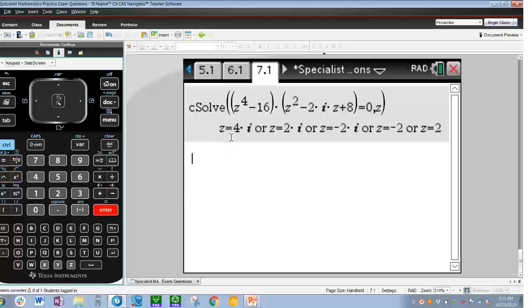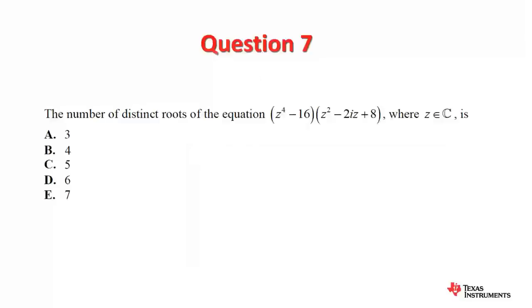When you hit enter, now you see what's going on. We have Z equals 4I, 2I, negative 2I, negative 2, or 2. If you count that, there are only 5 solutions there. The degree of the equation will tell us that we should get 6 solutions, and indeed there are 6 solutions, but one of those solutions is repeated. And that's why there are only 5 distinct solutions, which means the answer is C.